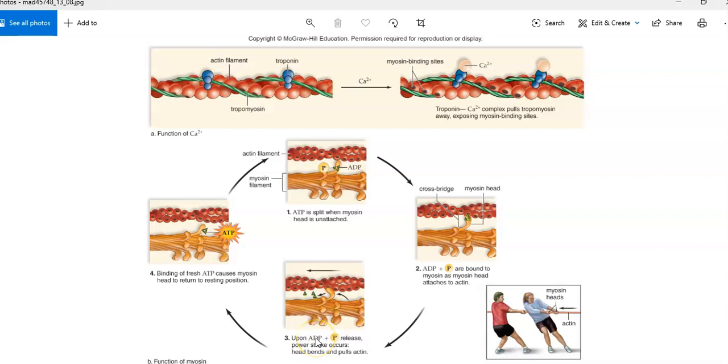And then if you look at number 5 here in the notes, that head flexes. Look right here. That's called the power stroke. Boom, it flexes, and so the myosin goes from here to here, and it moves that actin molecule and causes the muscles to contract. Along comes another ATP molecule. It attaches to the myosin. That causes it to detach from the actin molecule, and the whole process can start over again.